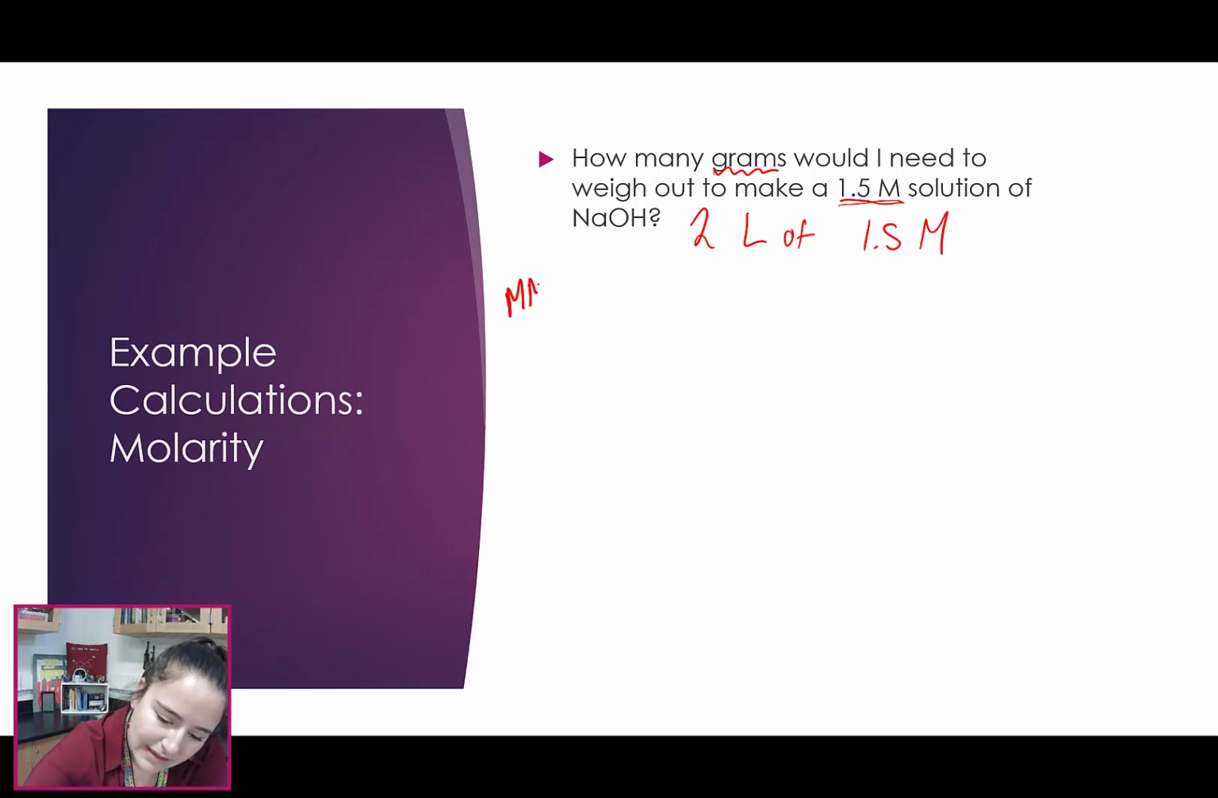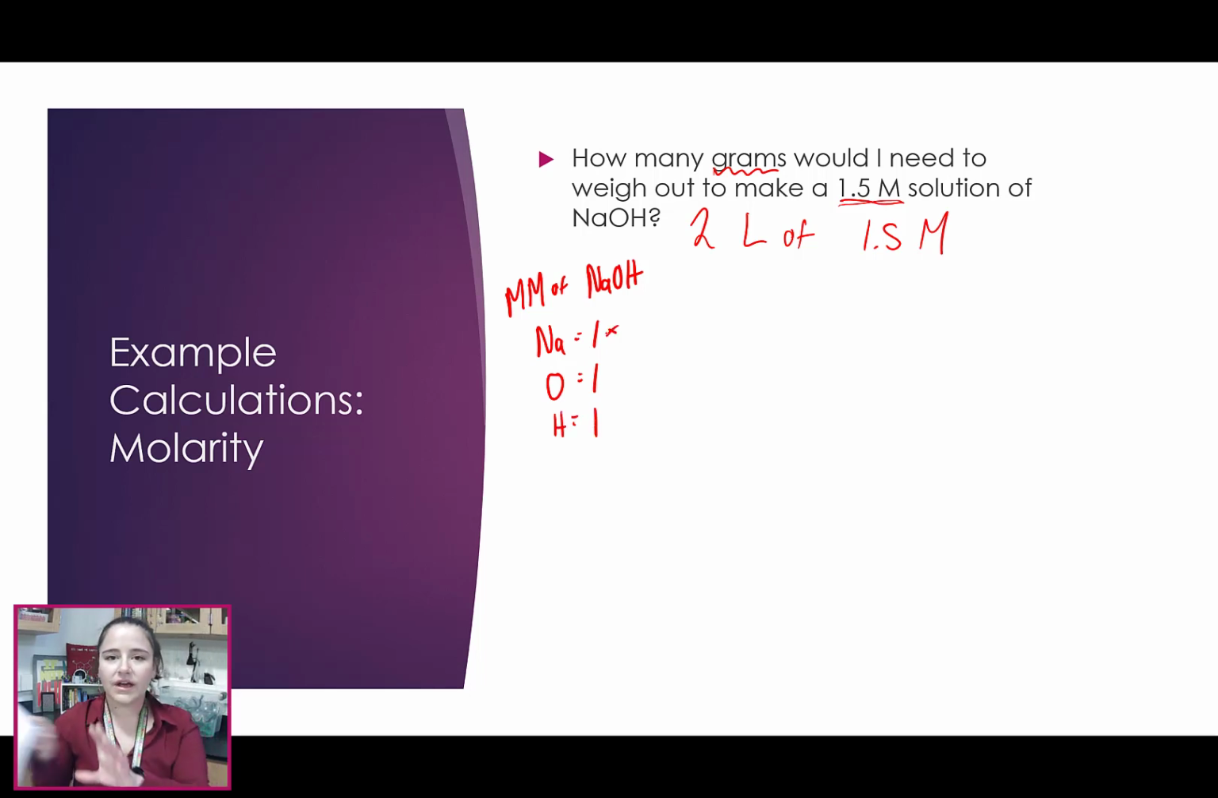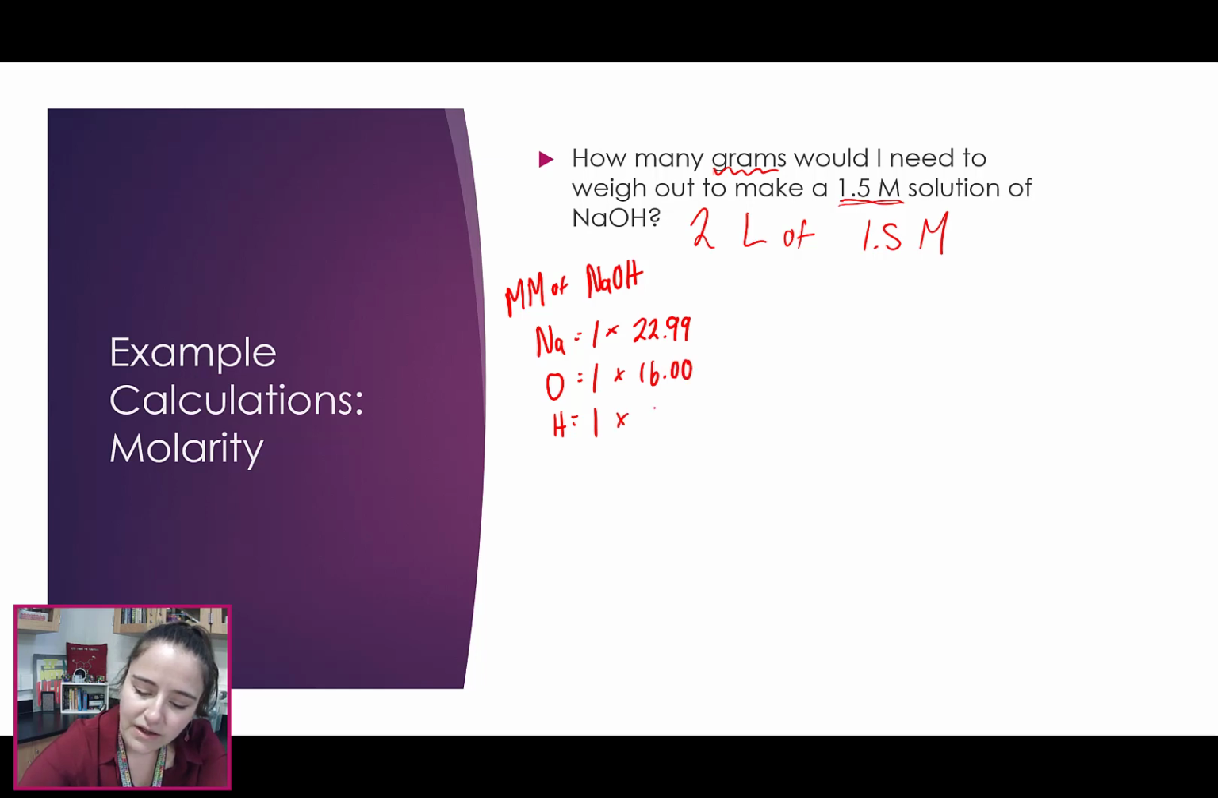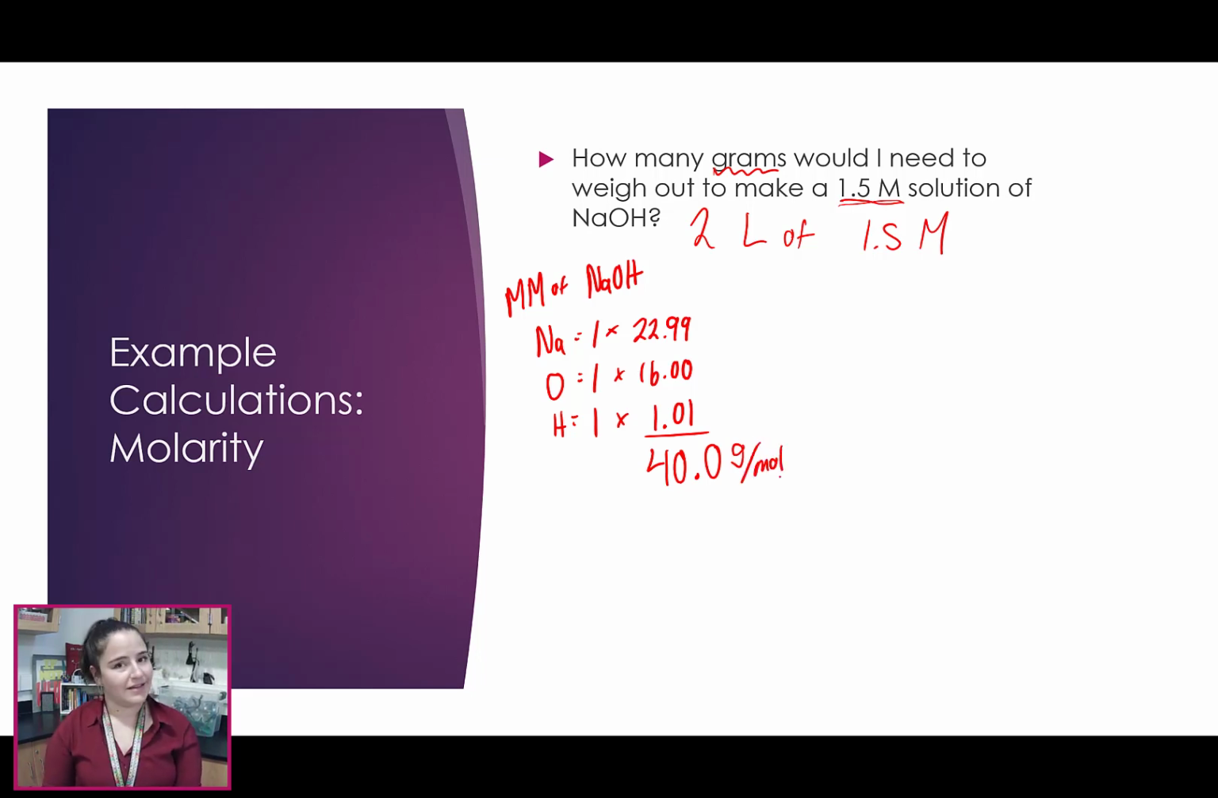So I'm going to calculate the molar mass of NaOH. Okay? We have 1 Na, 1 oxygen, 1 hydrogen. We go to our periodic table to find the values. Sodium has a mass of 22.99. Oxygen 16.00, and hydrogen 1.01. So since it's just one of each of those, we can just add it up together. And we get 40.0 grams per mole is the molar mass of NaOH. Okay? So now let's go ahead and set up our problem.